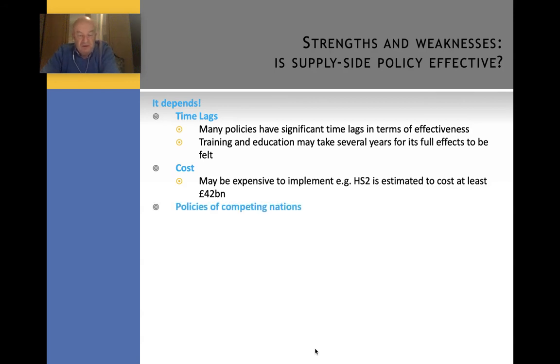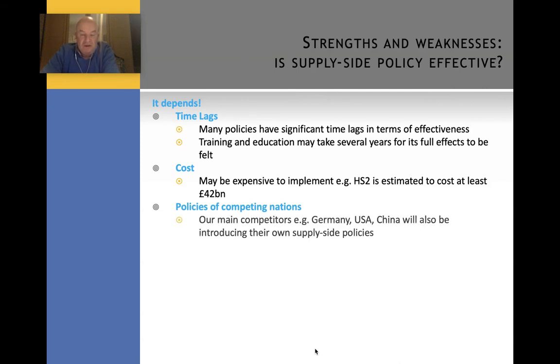Some of the policies of competing nations clearly are going to have an effect on whatever we do. If other things are happening in other parts of the world that are considered to be our main competitors, well, clearly if Germany, the USA, China and a number of others are introducing their own supply side policies, then if ours are more efficient, better, and that means we've got some sort of overall competitive advantage from it, then that's all good. But in some instances, we might find that that is not the case. So that's something to bear in mind too.